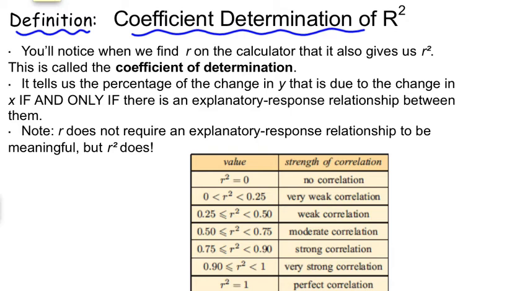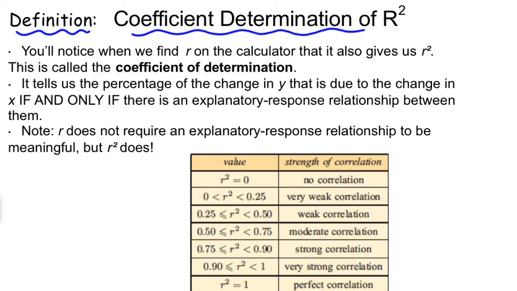All right, I'm just going to read this to you. You'll notice when we find r in the graphing calculator, I haven't showed that to you yet, you'll learn about that in a little while, but I want us to do this by hand. So we're going to use a formula with Pearson's correlation coefficient. That's the long name for it. For short, I'm just going to call it Pearson's. And this is called the coefficient of determination.